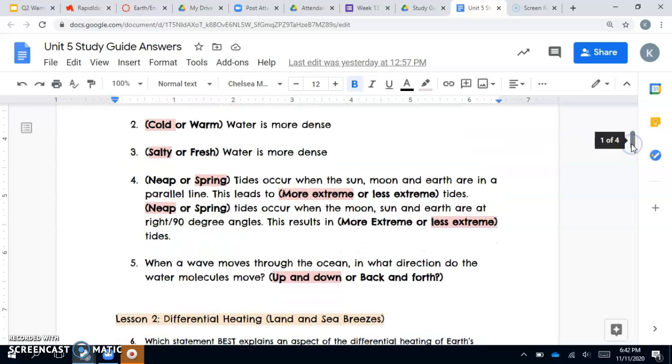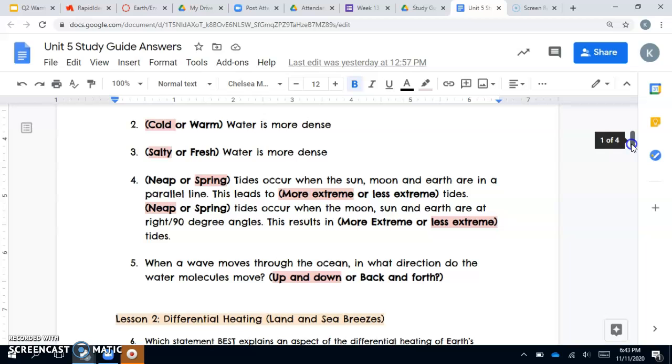Questions 2 and 3 are asking what type of water is more dense. These types of waters will be more dense and they will sink to the bottom when we look at those convection currents in our oceans. So cold water is more dense than warm water, and salty water is more dense than fresh water. If we had options of choosing what would be the densest water in the ocean, it would be cold, salty water. Cold, salty water will always be the most dense, and it will always be what is sinking in those convection currents.